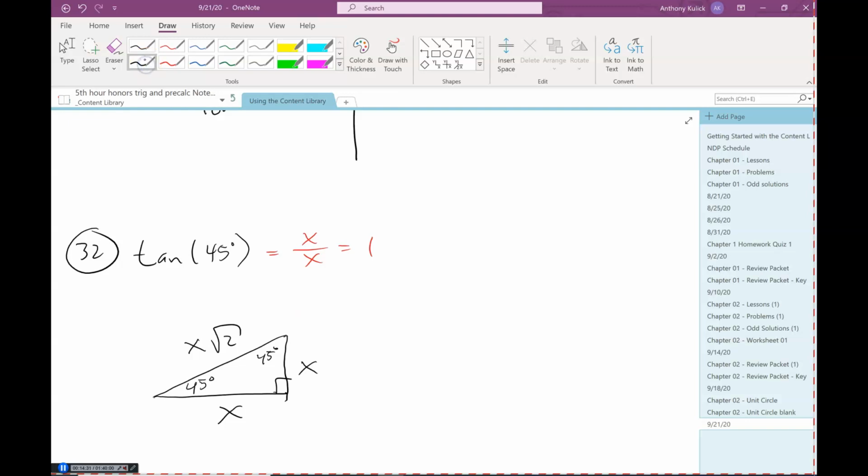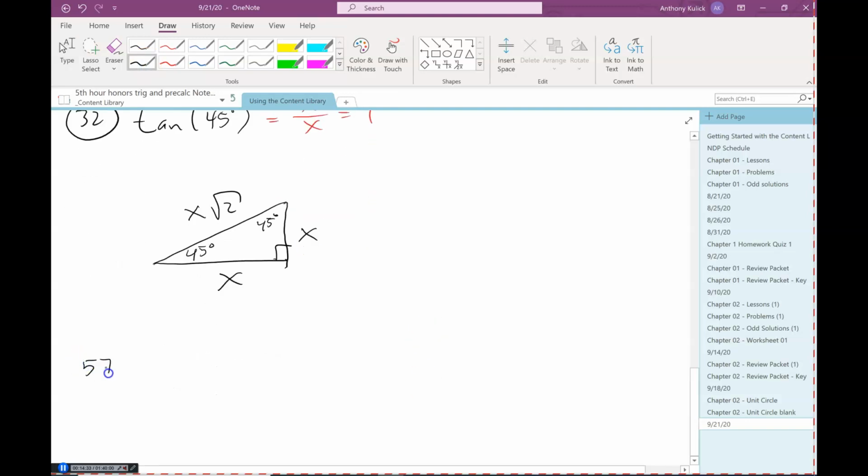So 57 asks us to find the exact value using our unit circle. So that's cotangent of 330. I'm going to remember that cotangent here is adjacent over opposite, or x over y.